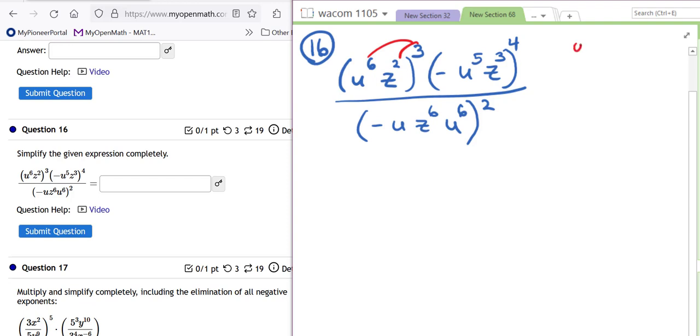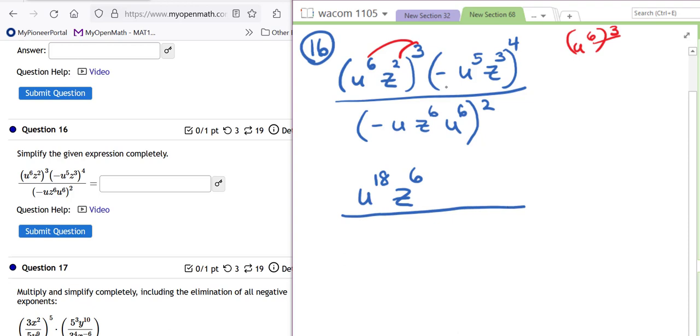So since there's so many, we won't write each one. It's u to the 6th to the 3rd, and then z squared to the 3rd. But then this will multiply. So this is going to give me u to the 18 and z to the 6th. And that parentheses comes off. All right, and we are on the numerator.